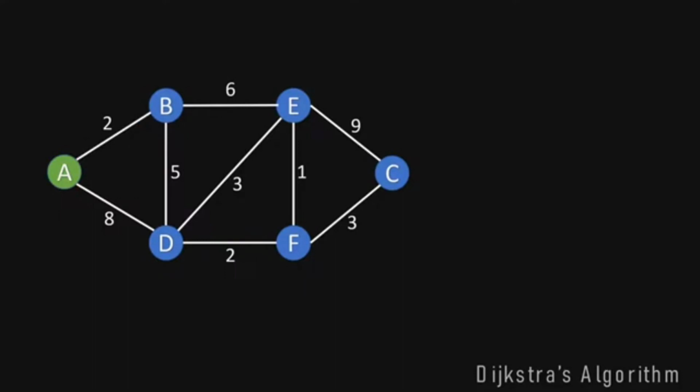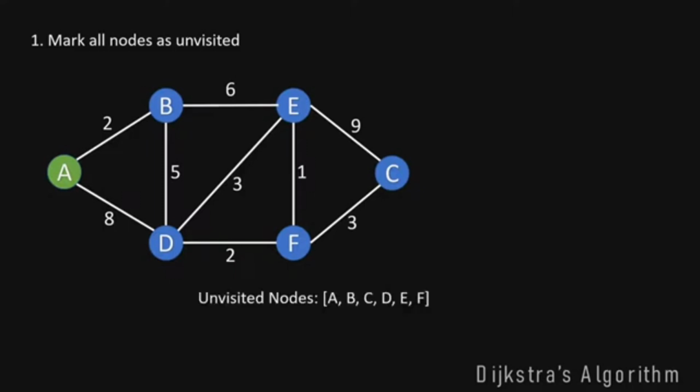Let's take a close look at this graph, and suppose we want to calculate the shortest distance from A to every other node in this graph. This can be easily done with Dijkstra. We just have to keep track of some information while iterating through this algorithm. The first information we need to keep track of is which nodes we have not visited yet. So in the first step we mark all nodes as unvisited.